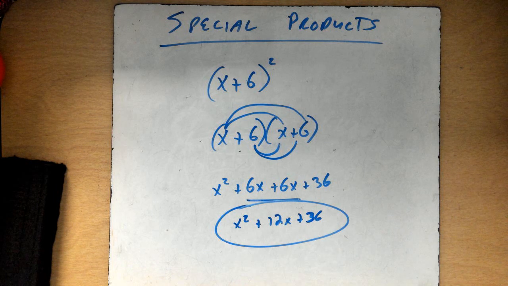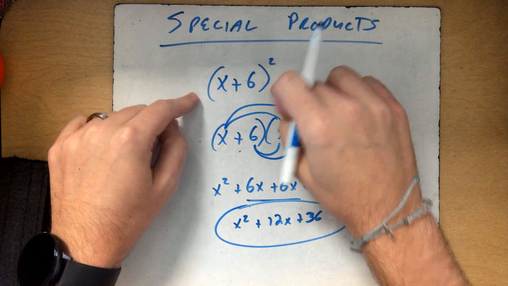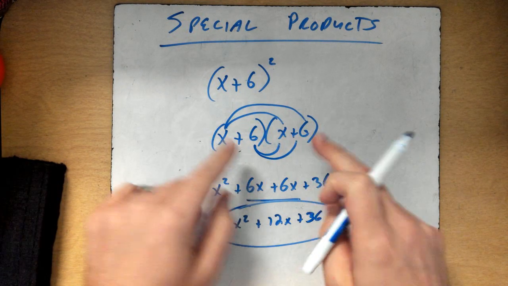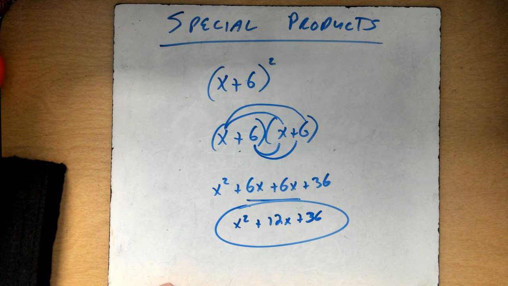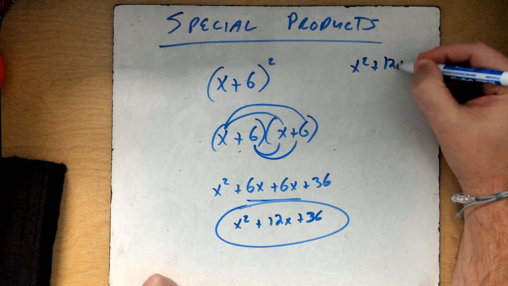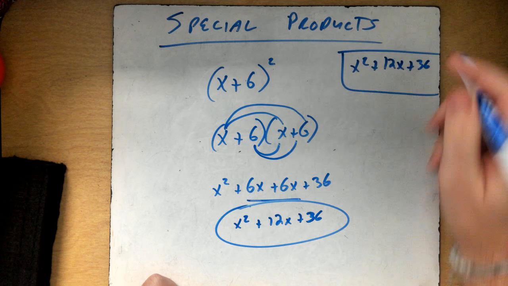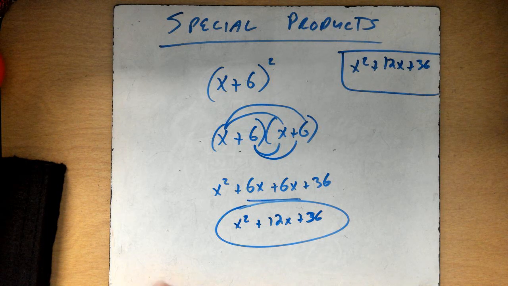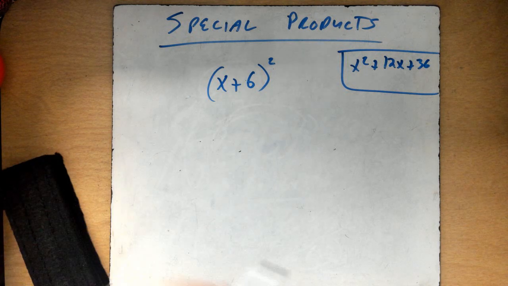So that's a recap of FOILing, but that's how you would do this the long way, right? If it's a 2 here, it's the same problem twice. Multiply by each other, FOIL it out to get your answer, okay? So I'm going to write this answer up here, and I'm going to show you the shortcut way to do this if you so wish, okay? So that's our answer for this. I'm going to do the same problem again, but I'll show you the shortcut, okay?